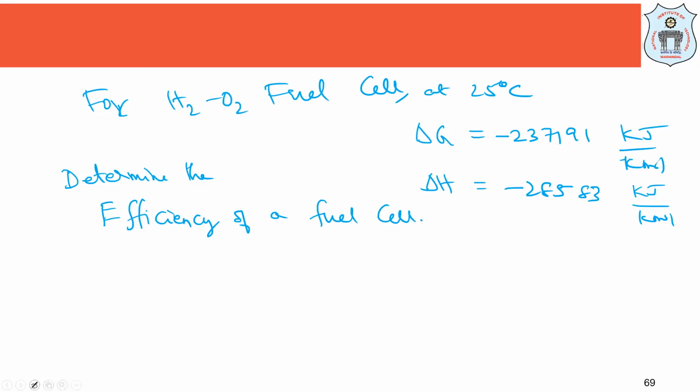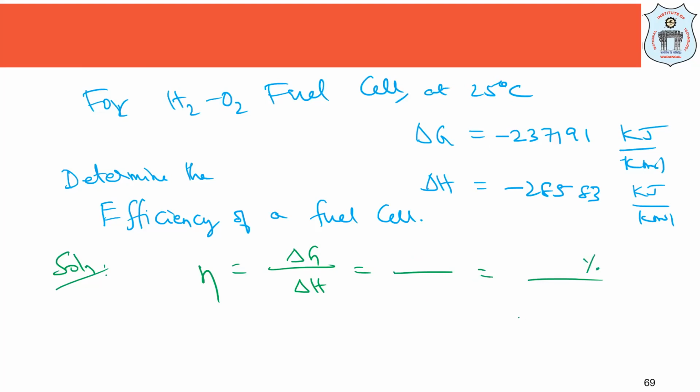So what is the solution? Simple. The efficiency of the fuel cell is given by delta G by delta H. You have the values, substitute and tell me the percentage. That is the maximum efficiency, eta max, equal to this much percentage. Please comment your answer.